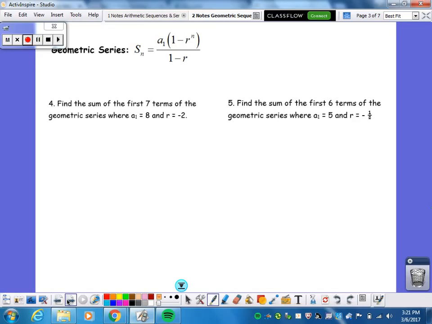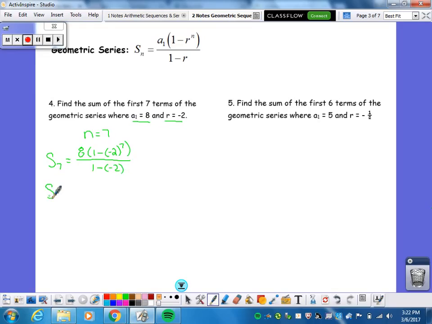Find the sum of the first 7 terms of the geometric series where A1 is equal to 8 and R is equal to negative 2. So A1 is equal to 8, R is equal to negative 2, N is equal to 7. We can use all of these values and substitute that into our equation to figure out what the sum will be. So S sub 7 is going to be equal to 8 times 1 minus negative 2 to the 7th power over 1 minus negative 2.